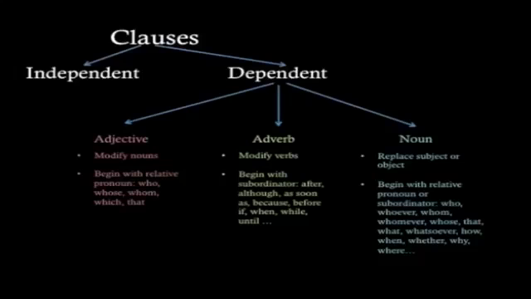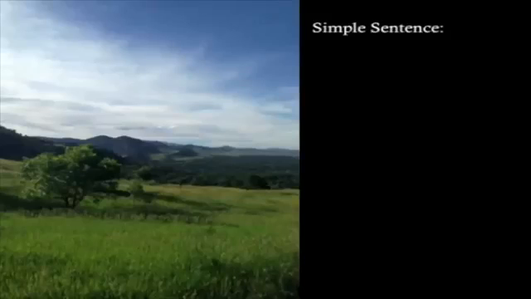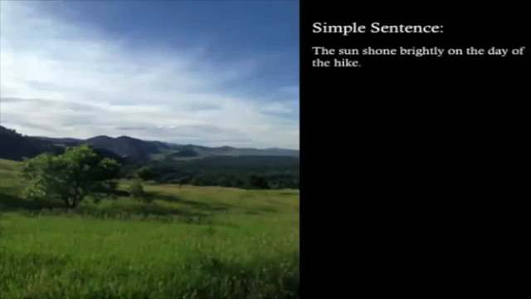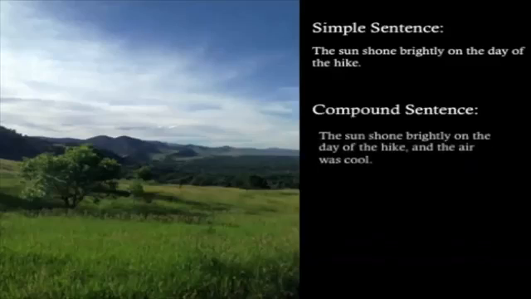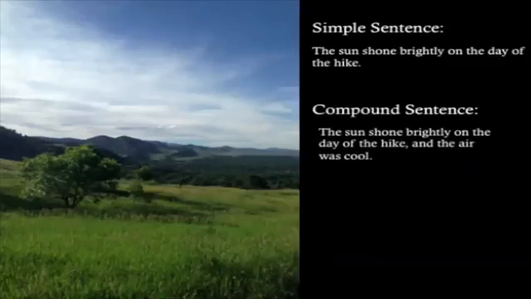You saw earlier that an independent clause can stand alone as a simple sentence, as in, the sun shone brightly on the day of the hike. Or it can be combined with another independent clause to form a compound sentence, as in, the sun shone brightly on the day of the hike, and the air was cool.